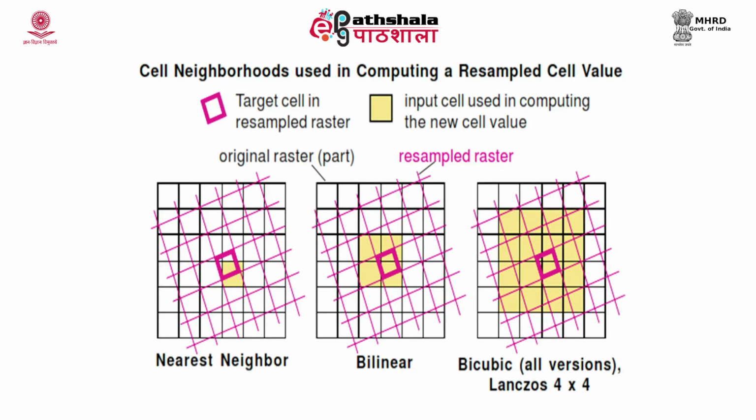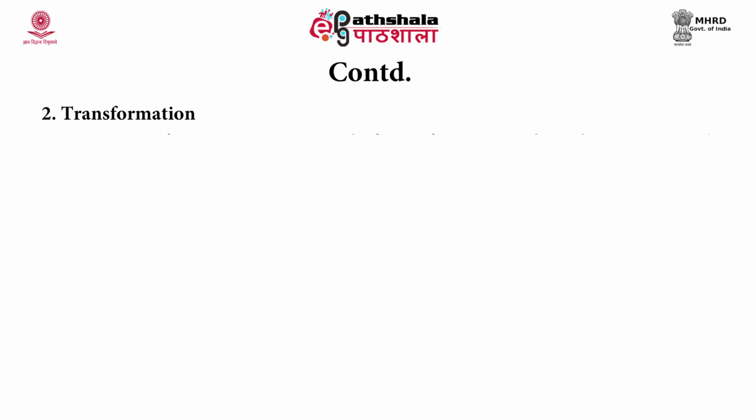So, these are the methods of resampling that we just discussed, and in all the 3 images, the black image is the original raster image, while the pink image is the resampled area. As you can see, in nearest neighbor only 1 pixel is taken into consideration, while in bilinear the adjacent 4 pixels are taken into consideration, and in bicubic the adjacent 16 pixels are taken into consideration. The next step is transformation.